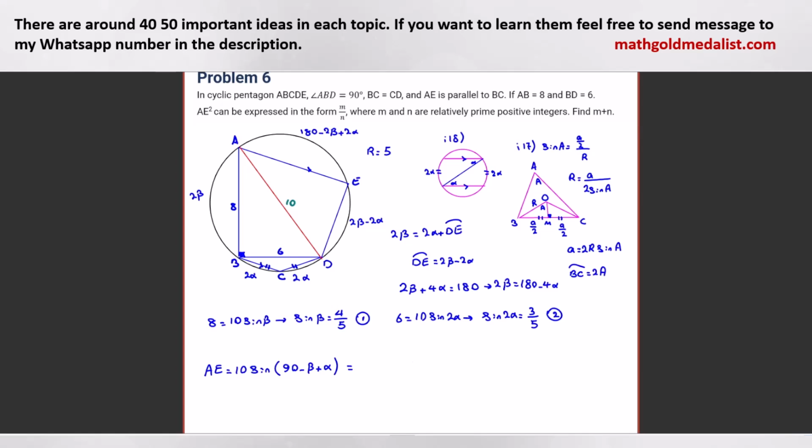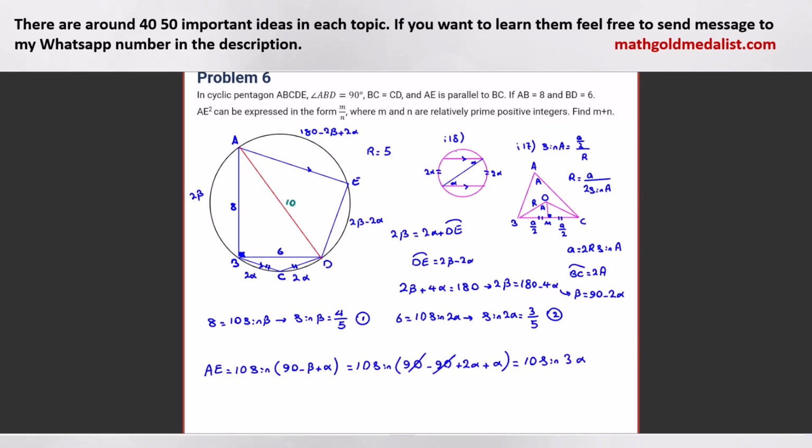Now let's calculate it again. Here it is 90 minus beta plus alpha. From here we know beta, if you divide by 2, is 90 minus 2 alpha. So it will be 10 sine of 90 minus beta, which will be minus 90 plus 2 alpha, plus alpha. This one will be cancelled, leaving 3 alpha. So it will be 10 times sine 3 alpha.